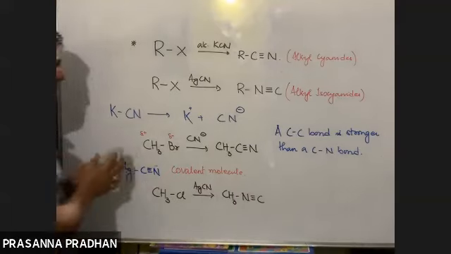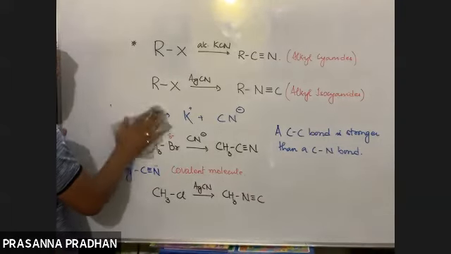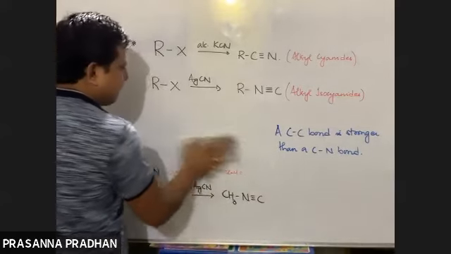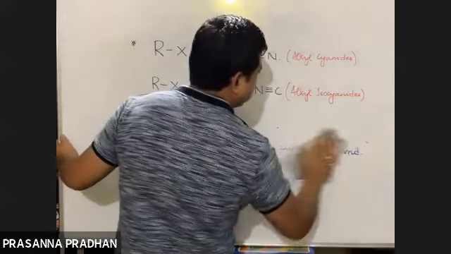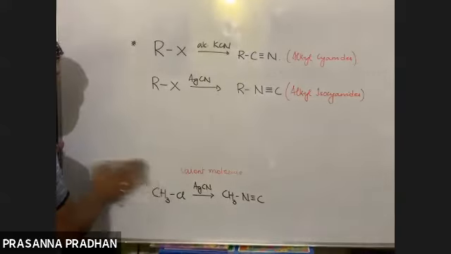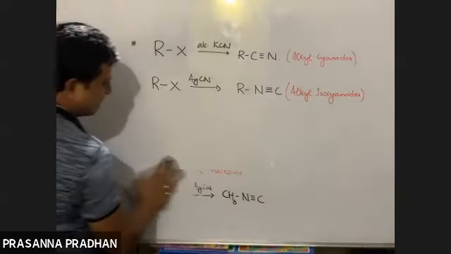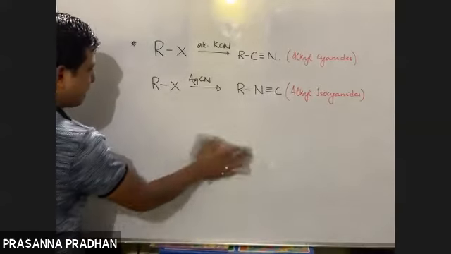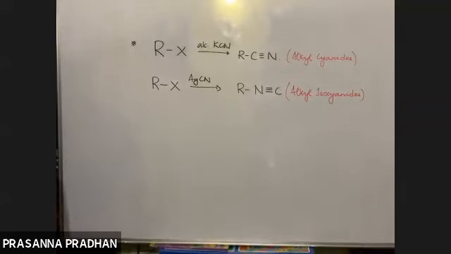Remember, isocyanides we shall study later on. It is a compound having a very unpleasant smell, and they are very poisonous as well. Cyanides and isocyanides, they are very poisonous.